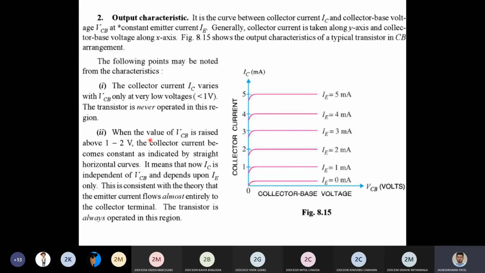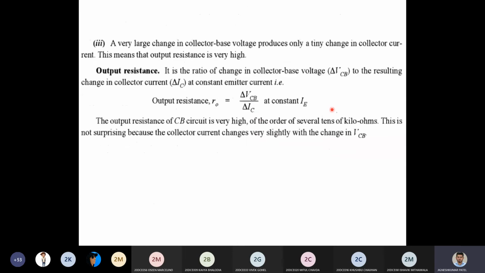The second is, when the value of VCB is raised above 1 or 2 volts, the collector current becomes constant, as indicated by the straight horizontal curve. It means that now IC is independent of VCB and depends upon IE only. This is consistent with the theory that the emitter current flows almost entirely to the collector terminal. The transistor is always operated in this region. Okay, so this is the region where I am going to operate my transistor. So these are the two characteristics, input and output characteristic, of your common base connection.